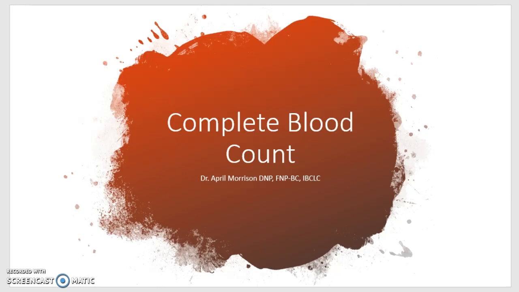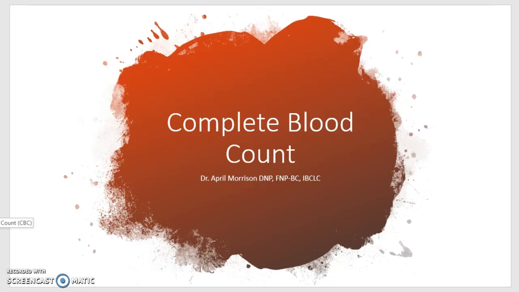As a new healthcare provider, I think it's intimidating a lot of times to order labs because then you have to know what to do with the labs. But what I'm going to do is just try to help us have a better understanding about the basics of what a CBC is, and then even maybe what we can do with the information that we get on the patient.